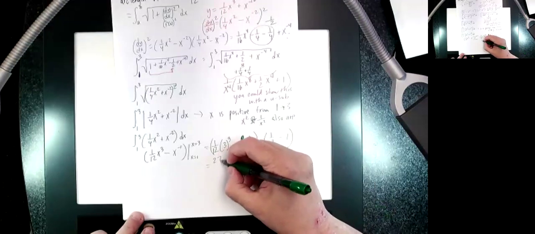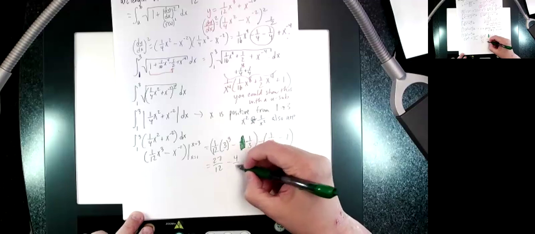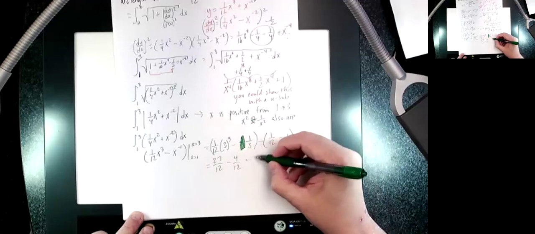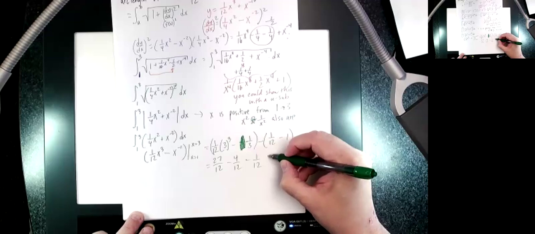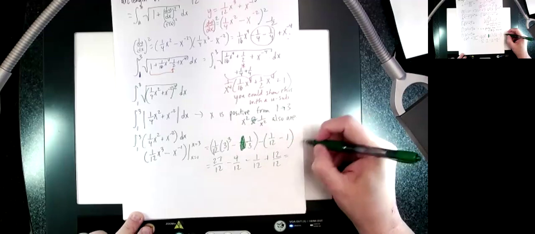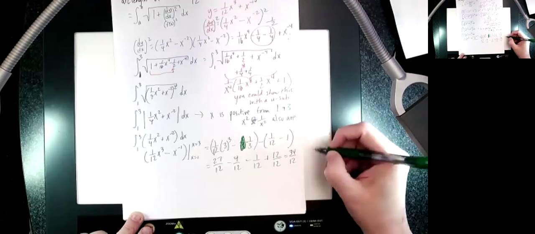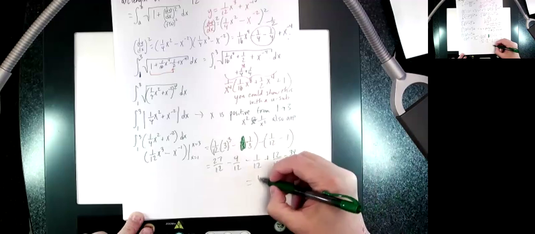So 27/12 minus 1/3, that would be 4/12. Minus 1/12 plus 1, I'll make that 12/12 so I can combine them. I get 34/12, which is 17/6.